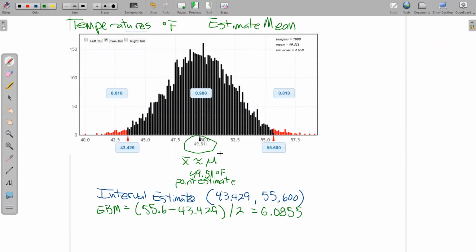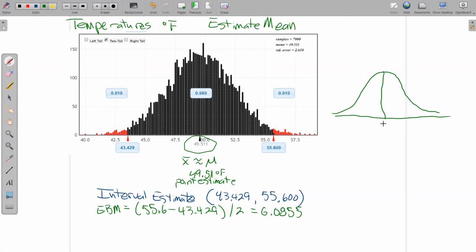So I could also say we believe that the average temperature is 49.511 plus or minus the 6 degrees. So we're within 6 degrees of 49. Okay, so a couple of ways I could state that. But first I want to draw my version of this just for practice. And you should always draw one of these on your paper when you're doing these problems.